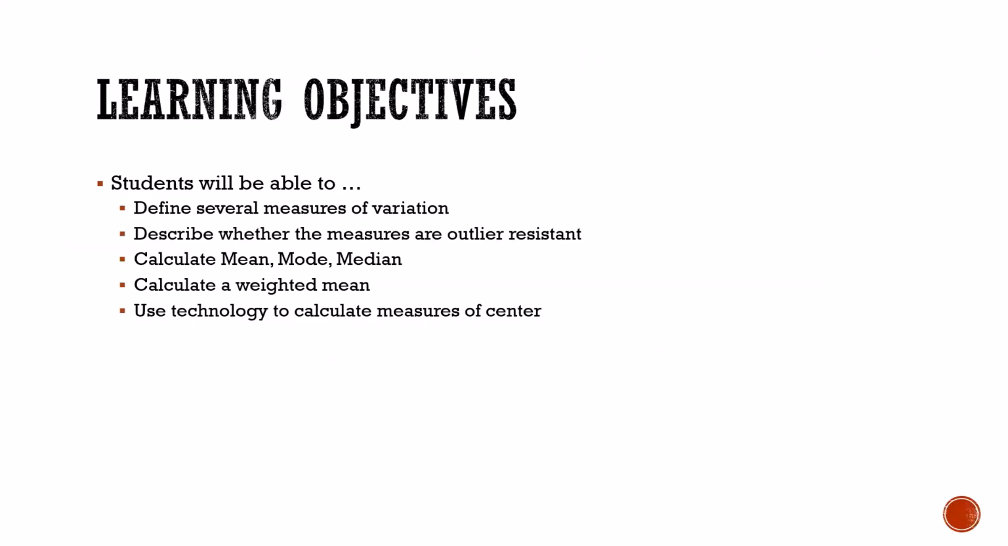3.2 is measures of variation. And I forgot to type the learning objectives.